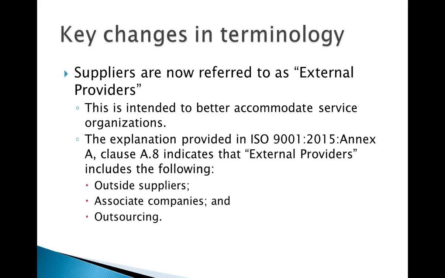Suppliers are now referred to as external providers, and the term external providers is actually intended to be a little bit broader of a term. Again, referring to the Annex, Clause A8 stipulates that external providers include not just suppliers, but associate companies and outsourcing. Now, all of these ideas were already there in ISO 9001-2008, but now they've been kind of pulled together into a central set of requirements.